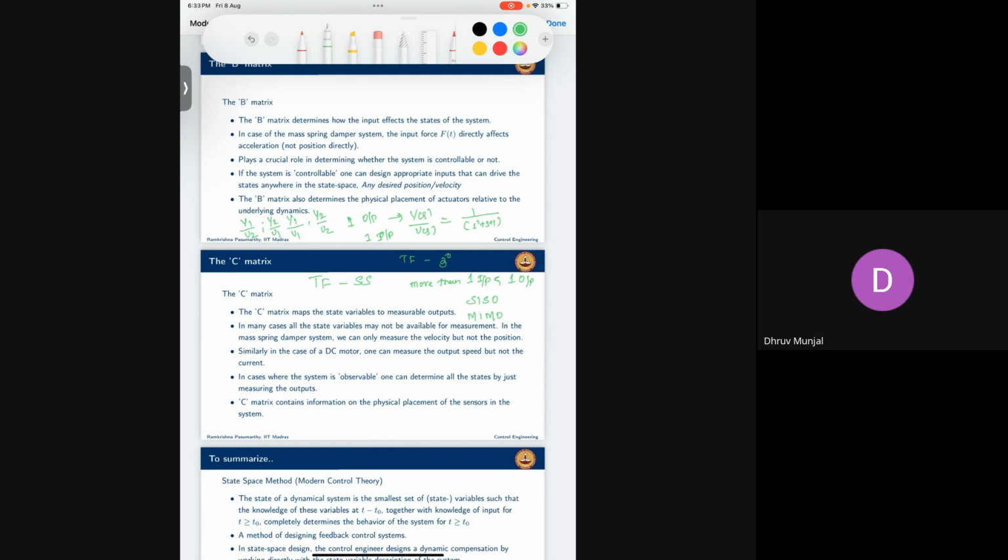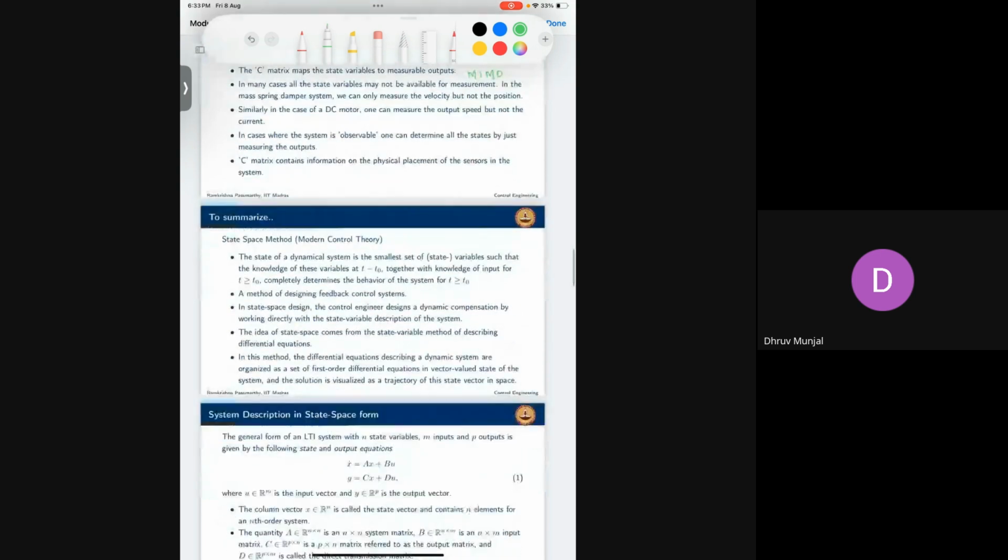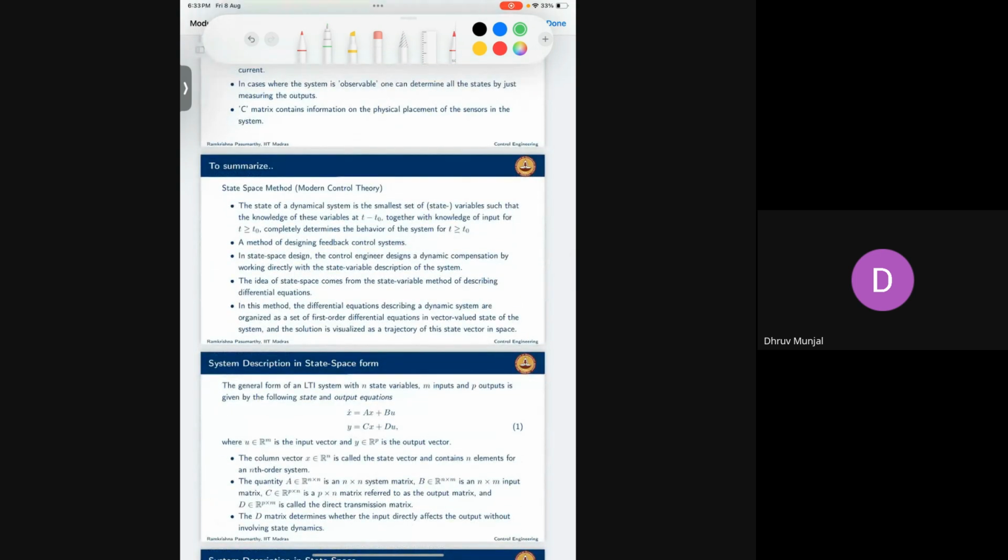We can use the Laplace transform for both transfer functions and state space equations. There is no catch here. It is convenient when you are dealing with higher order systems or more complex systems. That's why.